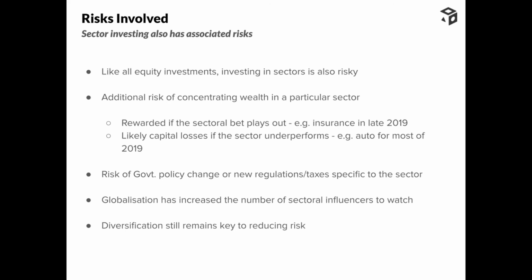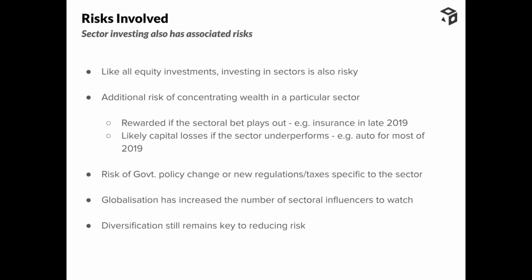Now, of course, if your views are right, you will be rewarded by playing that concentrated bet. For example, if you had the view in early or mid 2019 that insurance companies will do well, that kind of an investment would have played out very well since then. On the other hand, if let's say you would have had a view that the auto industry is going to do well in 2018 or 19, it's very likely that your investment would have underperformed because the entire sector was facing all kinds of slowdowns.